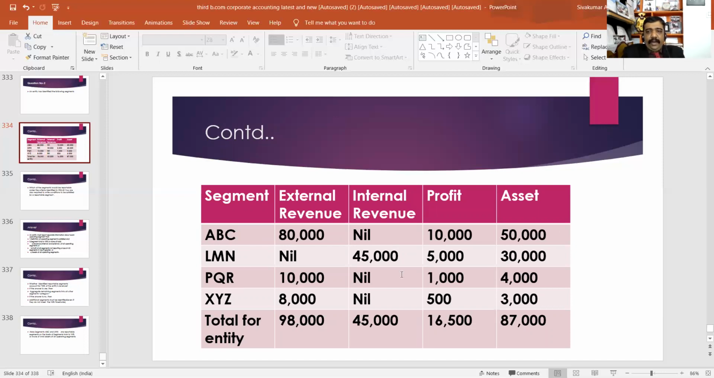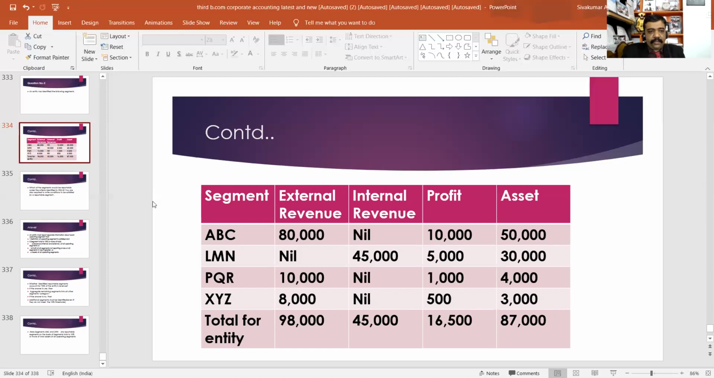Now, you have to discuss the profit. Profit of ABC 10,000, profit of LMN 5,000, profit of PQR 1,000, profit of XYZ 500. Then total profit will be 16,500. That means profit of ABC is more than 10% of total profit. Likewise, profit of LMN is more than 10% of total profit. That means on the basis of condition 2B, we may again conclude that segment ABC and segment LMN are reportable segments, but segment PQR and segment XYZ are not reportable segments.